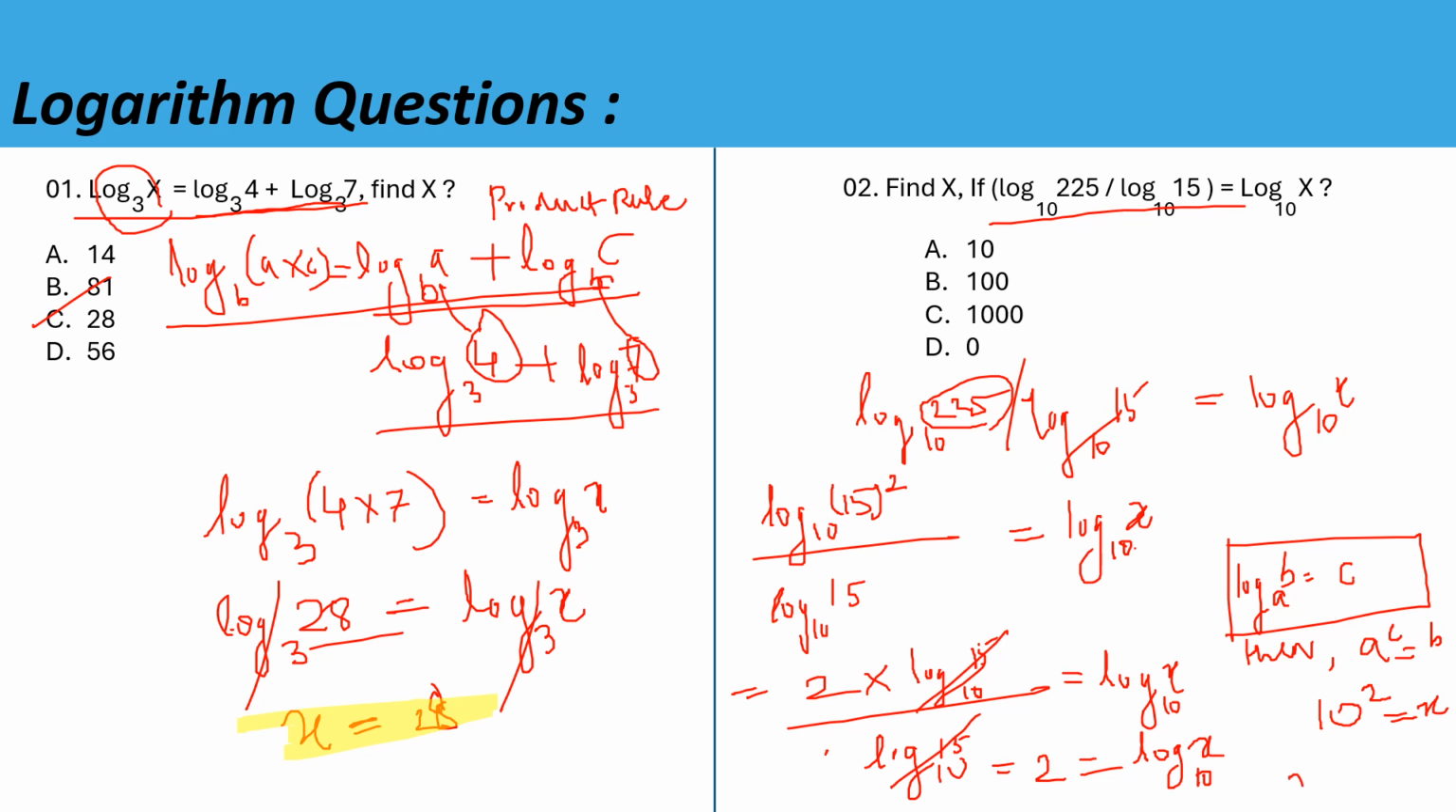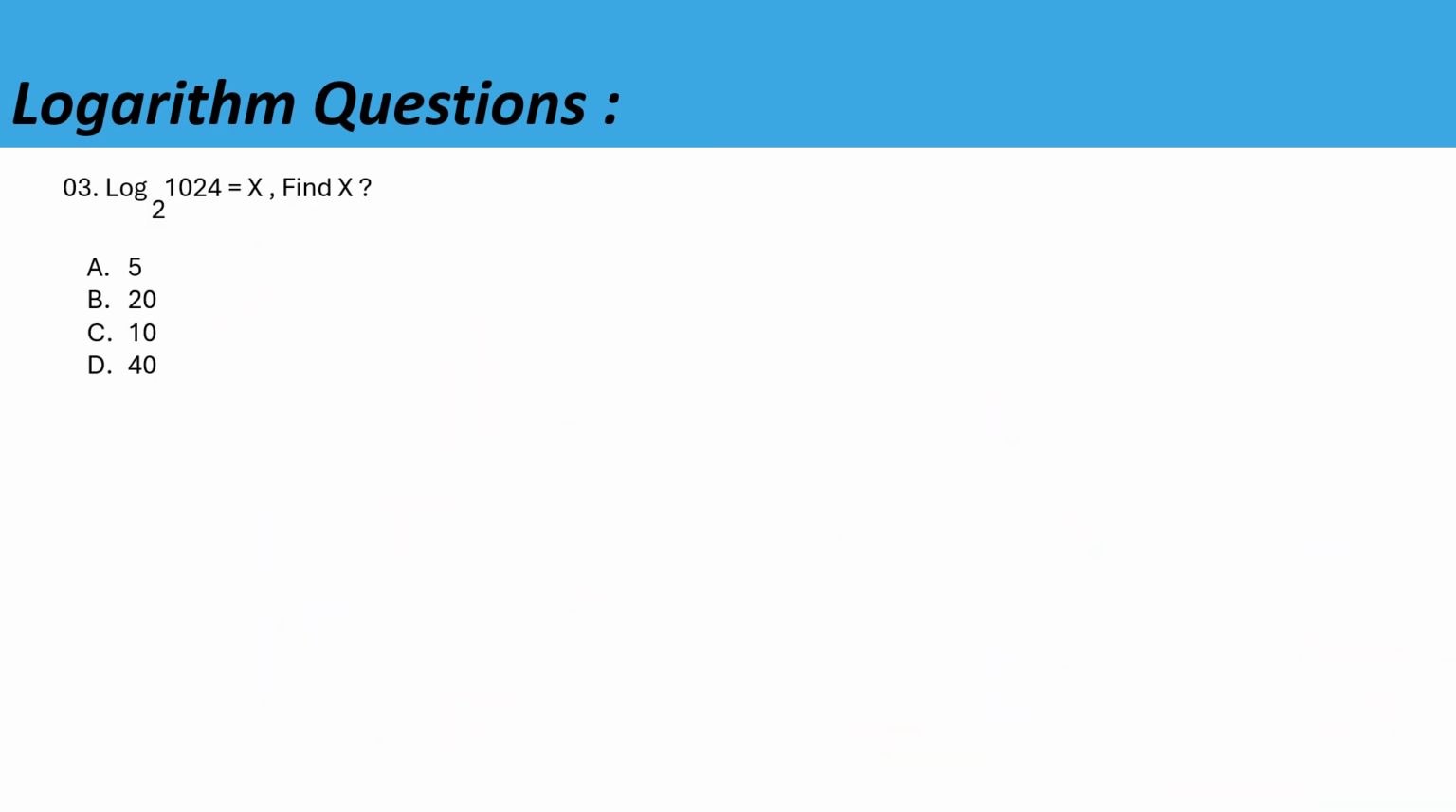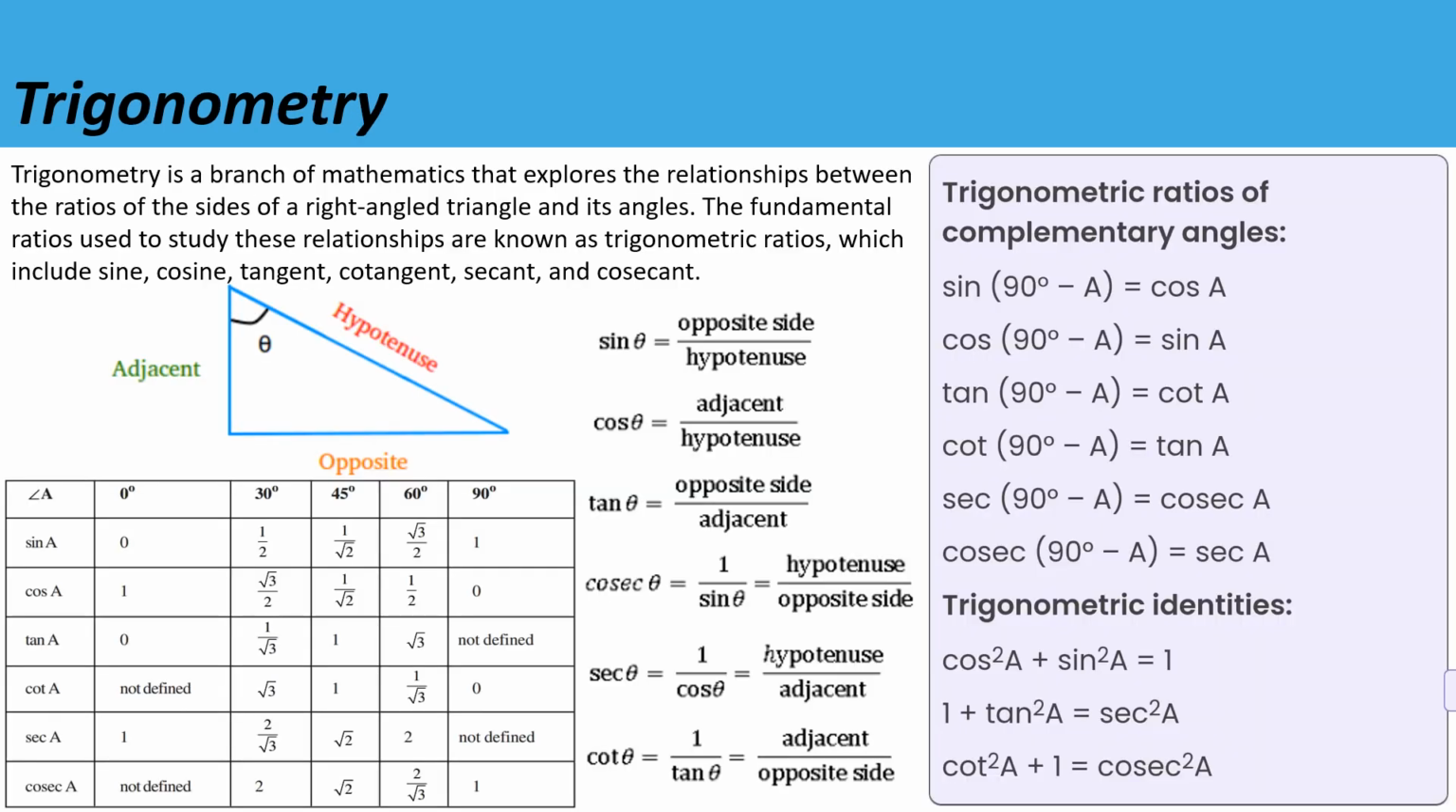Okay, so we have X is equal to 100. So B is the correct answer. Now again, this is a very simple question, so you have to solve this question. Now let us discuss about the trigonometry.